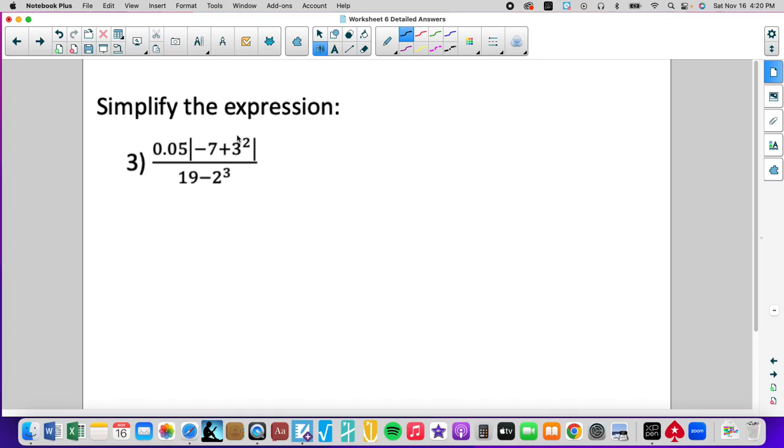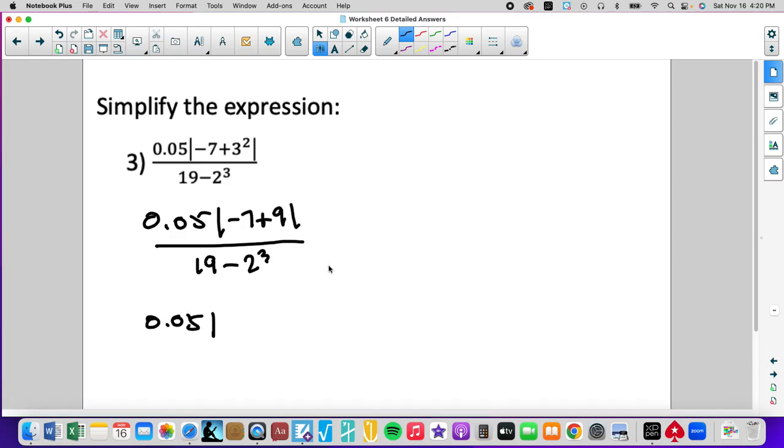Okay, now we have absolute values. We've got operations inside here, so it's 0.05 times the absolute value of negative 7 plus 9, all over 19 minus 2 to the third. So we'll simplify this: negative 7 plus 9 is 2, times the absolute value of 2. And 19 minus, we can do this denominator.